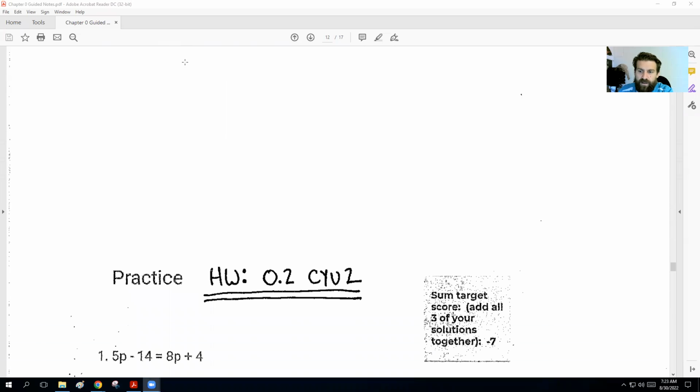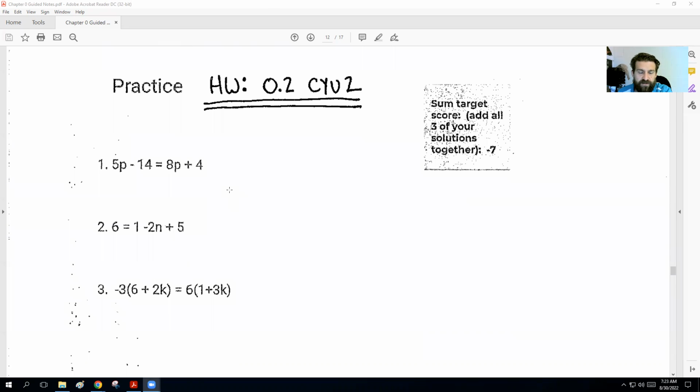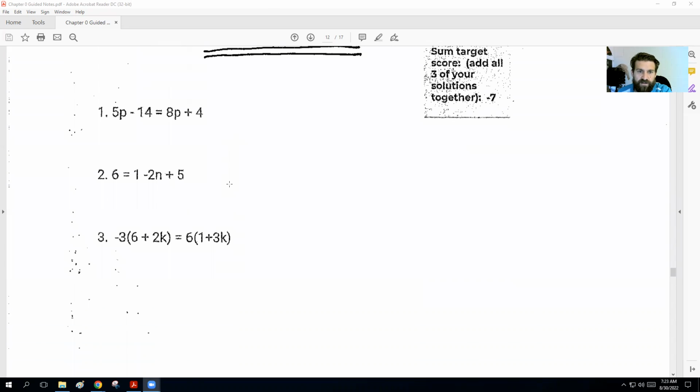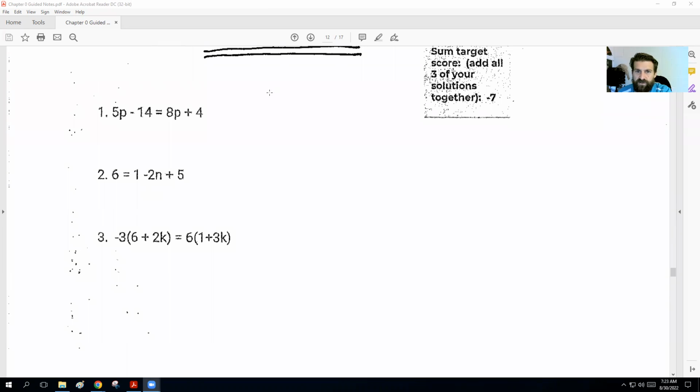Okay, so just to practice this, you guys have your homework problems. Remember to do these problems on Canvas and check to see if your answers are right.